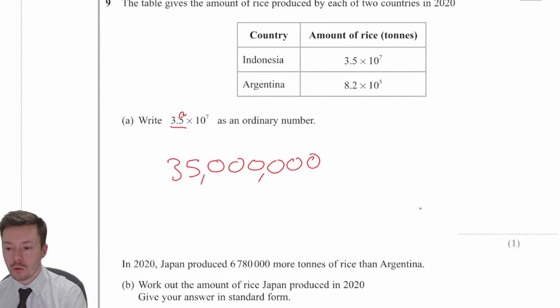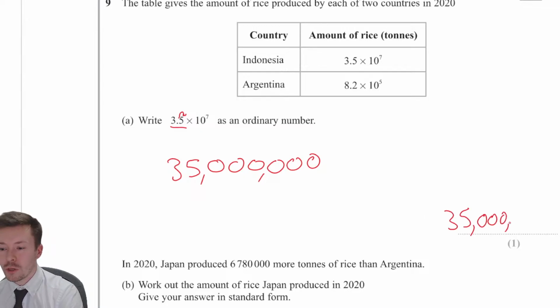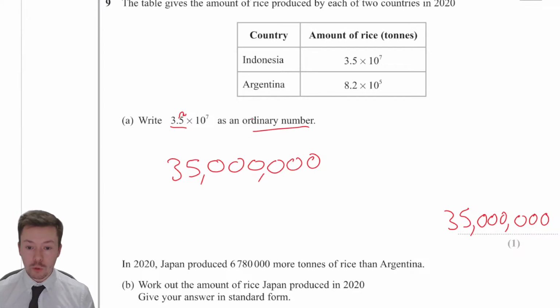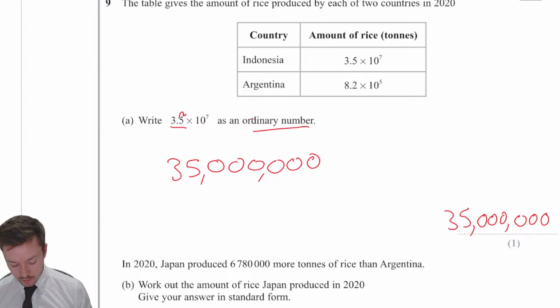Now, the other thing we could do with this question, and probably why it's 1 mark, is we could just put this into our calculator. And that should work. I'll just double check that. Yes, it does it for us. Sometimes when the powers are too big, the calculator won't do it as an ordinary number for you. Right, now the next question.